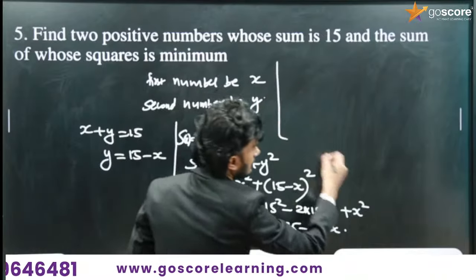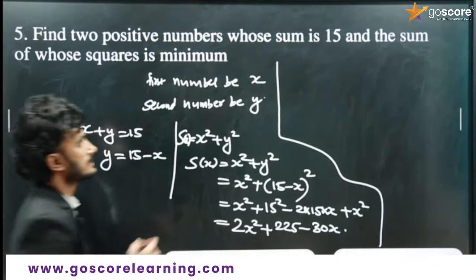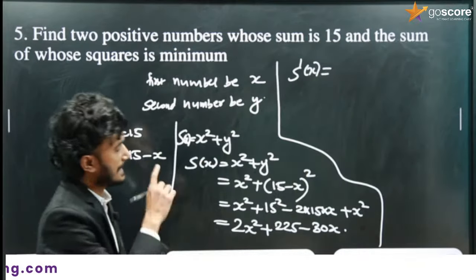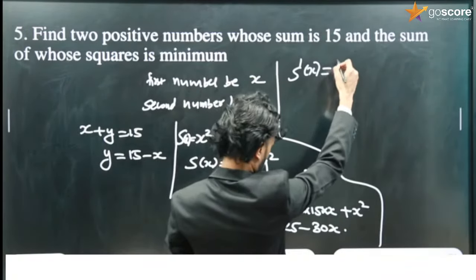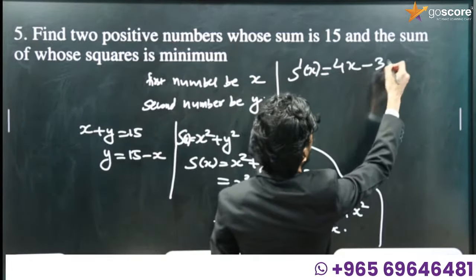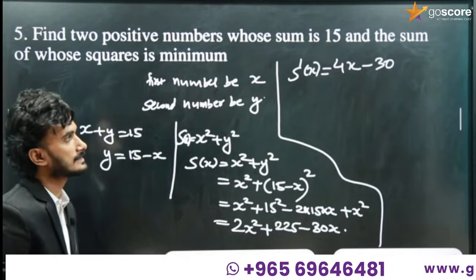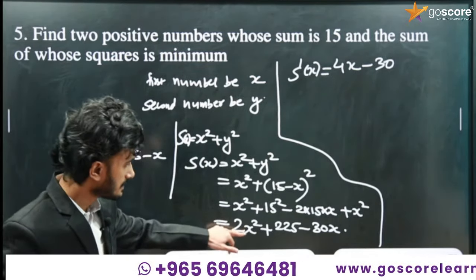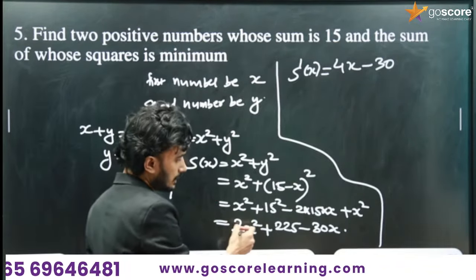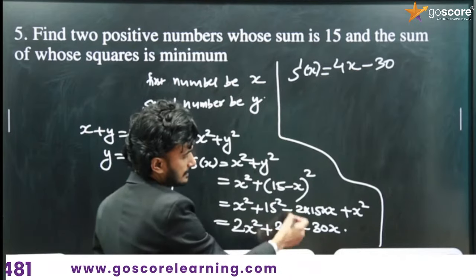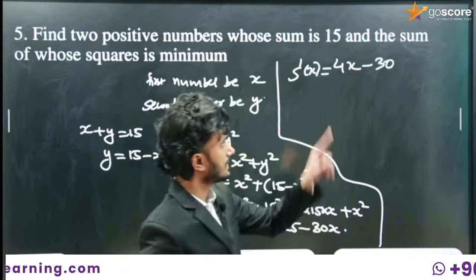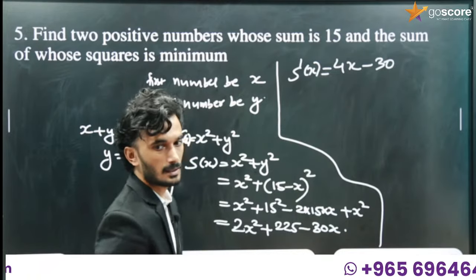First we will find it using the first derivative test. What is S dash of x? 2 into 2x is 4x; 225 is a constant, so its derivative is 0; minus 30x gives minus 30. So S dash of x is 4x minus 30.